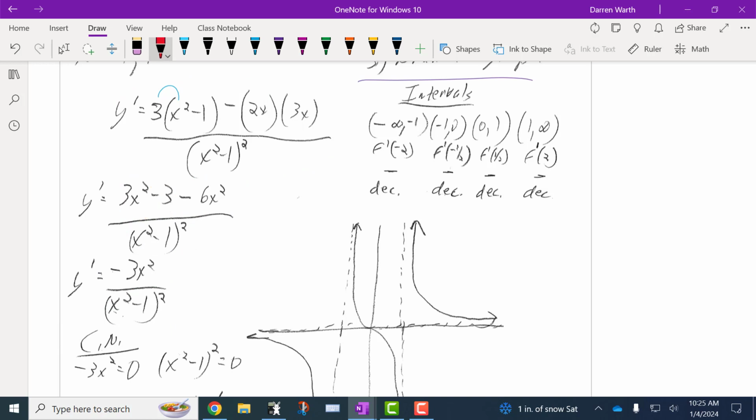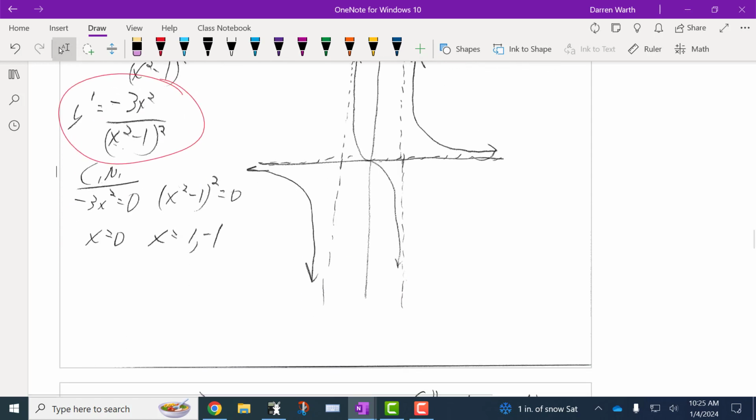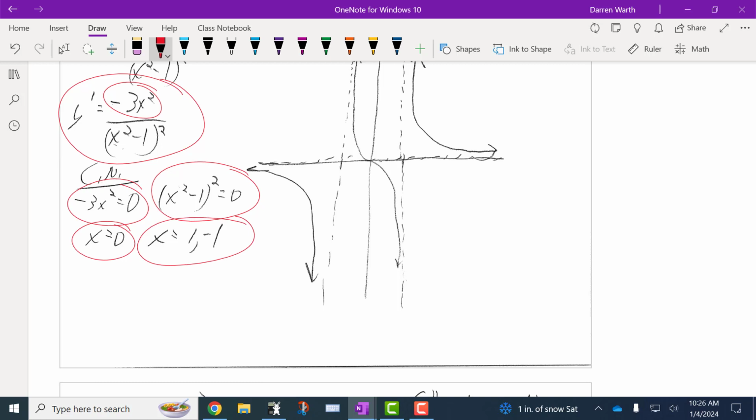And with my first derivative, I find those critical numbers. I'm going to go ahead and take the numerator and set it equal to 0 and solve it. I divide by negative 3, I get 0, take the square root, and I get 0. So that just gives me the critical number of 0. Then I take (x squared minus 1) squared, set it equal to 0. I take the square root of that, I get 0. I add 1, I get 1. I take the square root, and I'm going to get x equals 1 and negative 1.